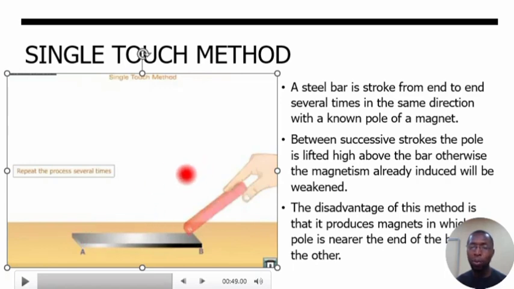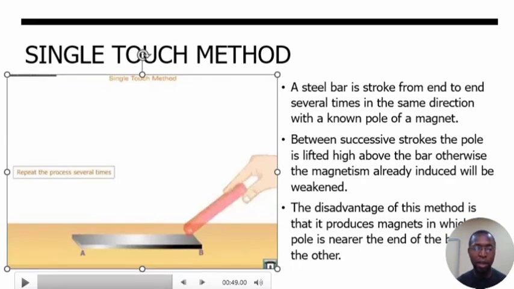Now when you use a steel bar to make a magnet, what you will get is a permanent magnet. But when you use iron to make a magnet, what you get is a temporary magnet. So this is the single touch method. We call this the stroke method, single stroke touch method. However, the disadvantage of this method is that the polarity of the magnet is higher at one end than the other end, because you are applying the stroke at one end more than the other end. So having said that, let's consider the third method of making a magnet, and that is the divided touch method.